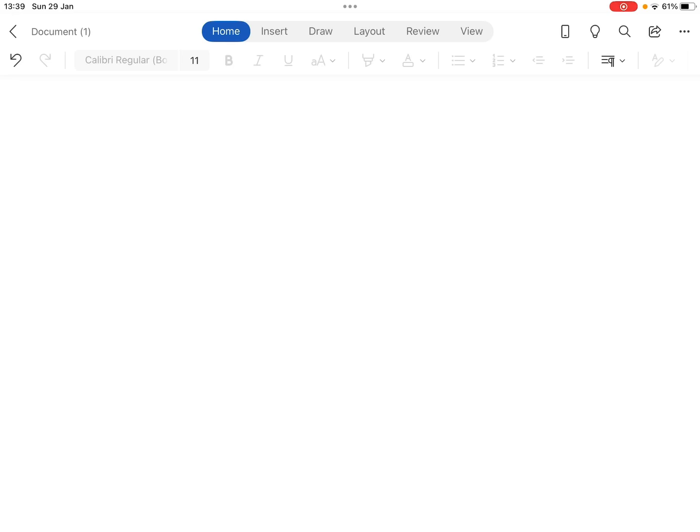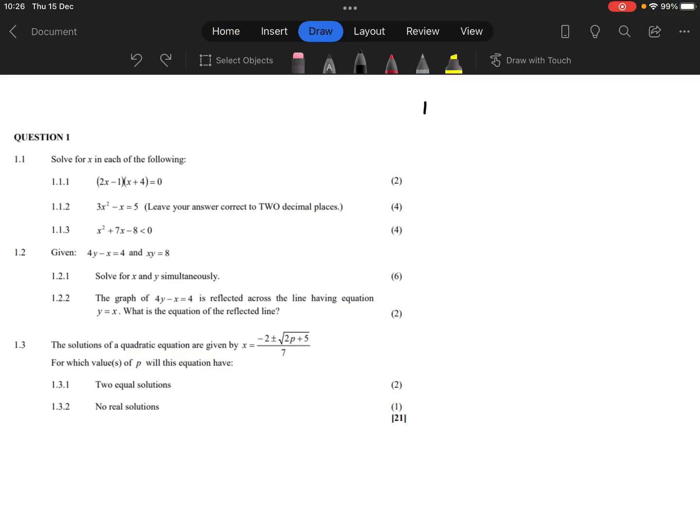Today we'll be looking at question 1. Starting with question 1.1.1, we have two brackets next to each other, and whenever we have two brackets next to each other, we can consider them one term, and we can equate each term to 0. Starting with the first bracket, 2x minus 1 is equal to 0. 2x is equal to positive 1, therefore x is equal to a half. The second bracket is x plus 4 is equal to 0, therefore x is equal to negative 4.